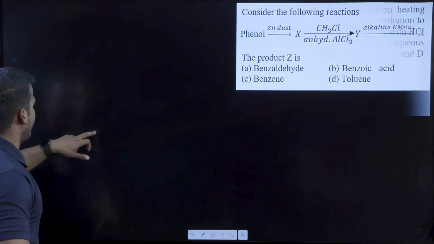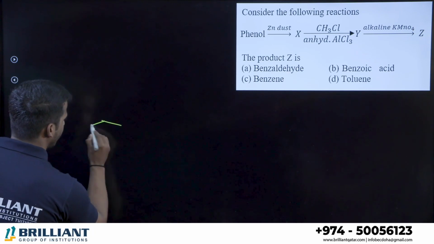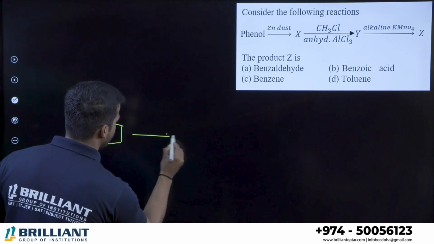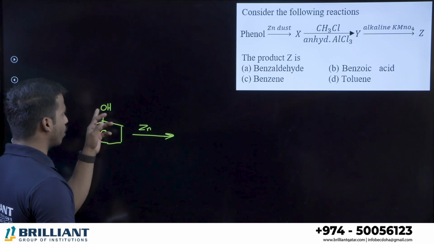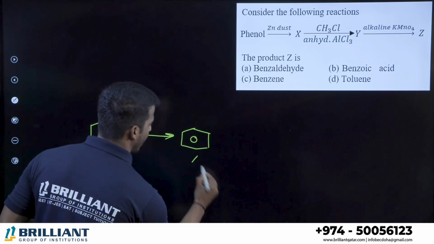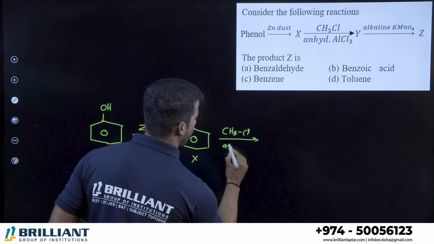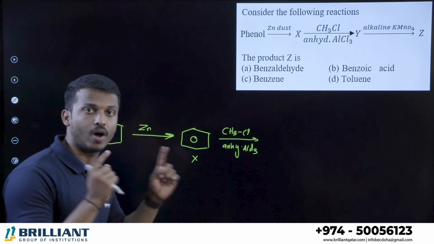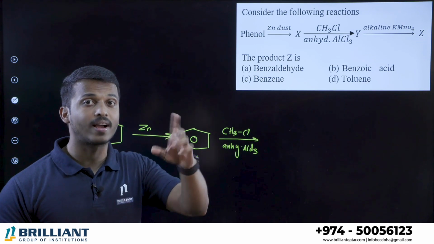Next one, dear all. Let's go here. Consider the following reaction, identify the product. What is the starting material? We can go with phenol. First using zinc, as we studied, phenol treated with zinc, reduction will happen. Zinc will go with this oxygen as zinc oxide. Your product is benzene. This is your compound X. This compound is treated with methyl chloride in presence of anhydrous AlCl3.